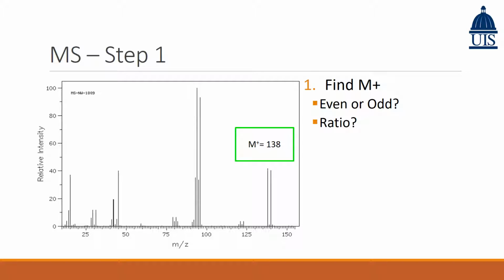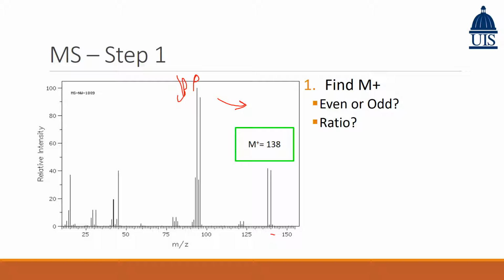So the first thing we're going to try to figure out is our M+. And our M+ is typically going to be to the right of our base peak, which we will get to next. So hold off a second for that. But our M+ we have here is at 138. Okay, and the first thing we're going to think about is, is this M+ even or odd? Clearly it's even. If it was odd, that would point to a nitrogen being present. However, it's even, so thankfully we don't have to worry about that.